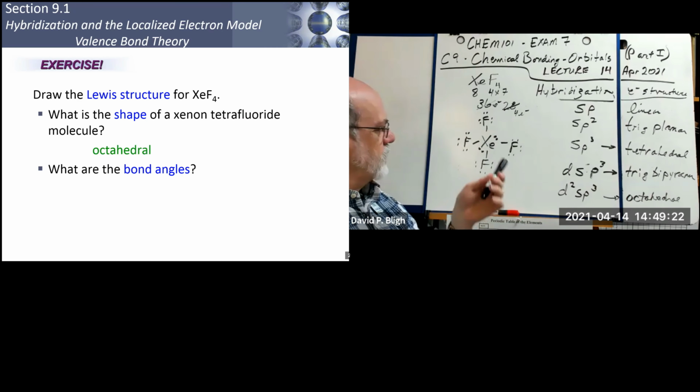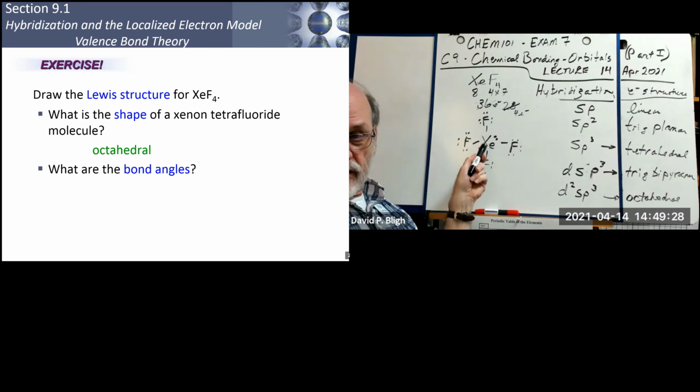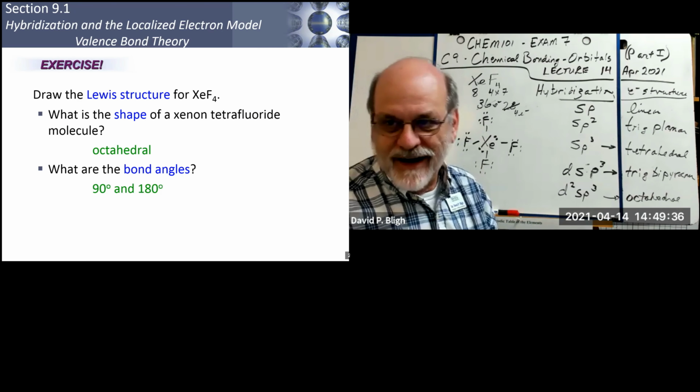What about the bond angles? Well, each one of these bond angles is 90 degrees, correct? And this one to that one is 90 degrees. But this one to this one is 180. So let me see, did I leave that one out too? I did put it in this time, 180 degrees.